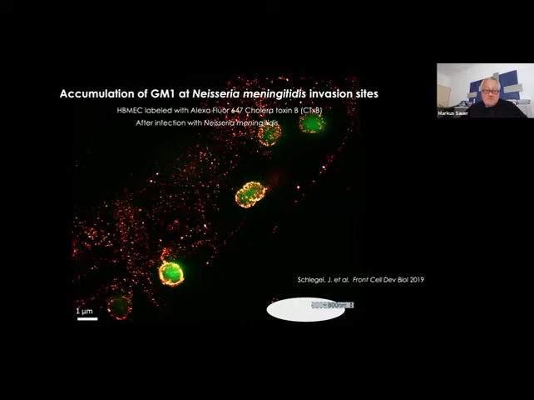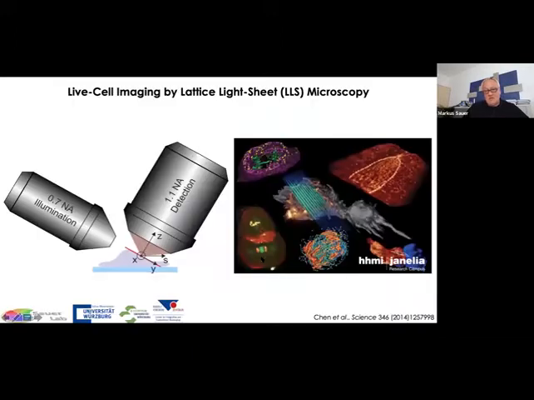And in uninfected cells, this ganglioside is homogeneously distributed in the cell membrane. However, upon addition of these bacteria, which express GFP in this case, we see that these gangliosides accumulate around these bacterial sites. So just in this way, facilitating bacterial entry into the cells.